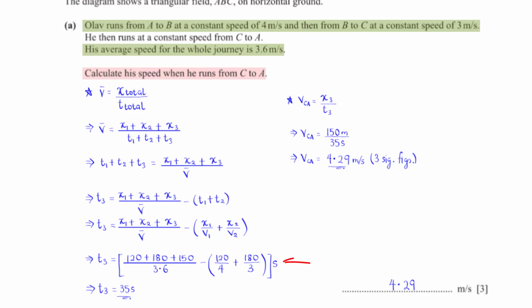x1 is 120, x2 is 180, and x3 is 150. The average speed for the entire journey is 3.6. V1 is 4 and V2 is 3. So when we type this into the calculator, we get T3 equals 35 seconds. So Olaf's speed from C to A is 150 meters divided by 35 seconds, which is equal to 4.29 meters per second, correct to 3 significant figures.